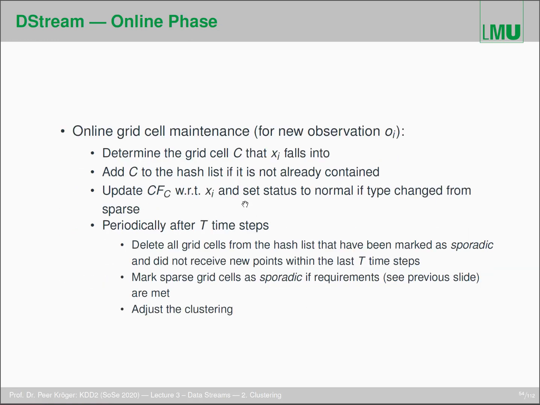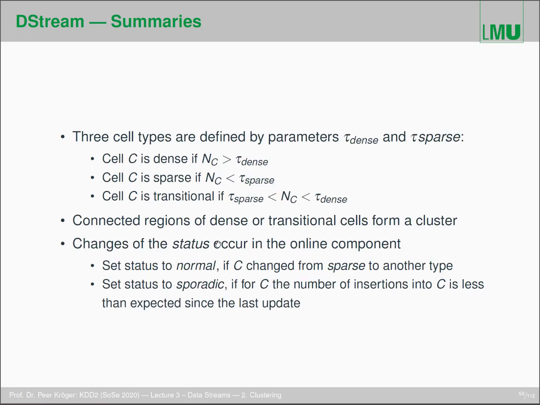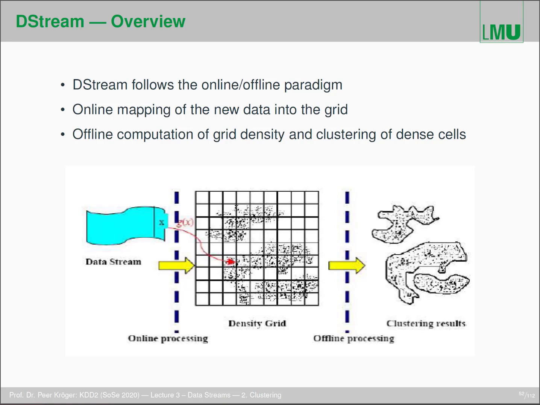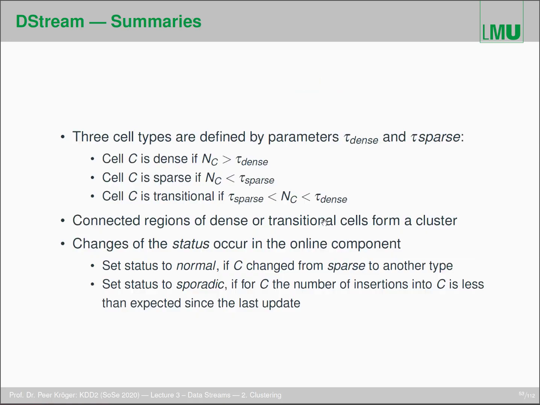And in the offline phase, as I said before, you can use the summary information to compute bigger clusters from neighboring dense or transitional grid cells.